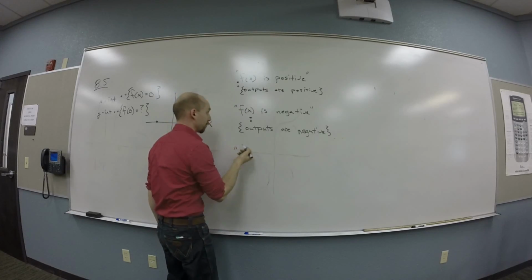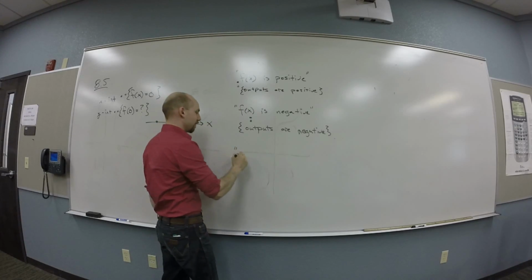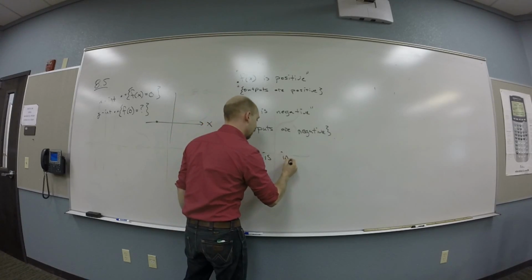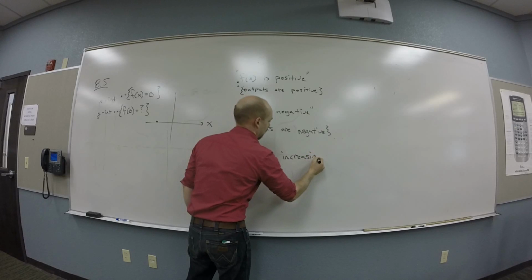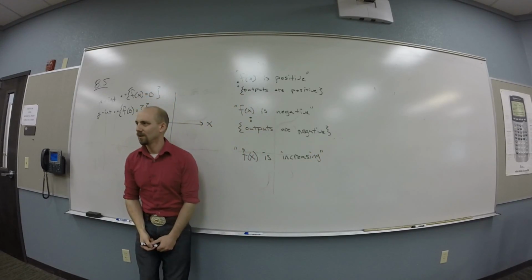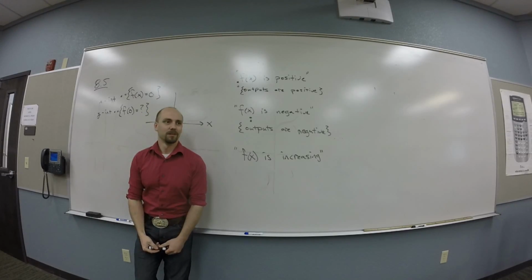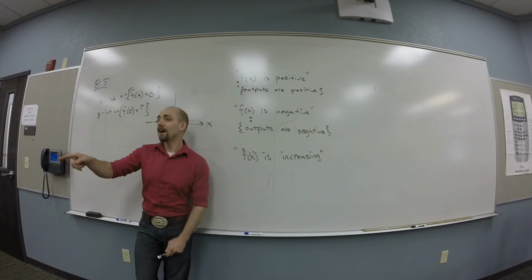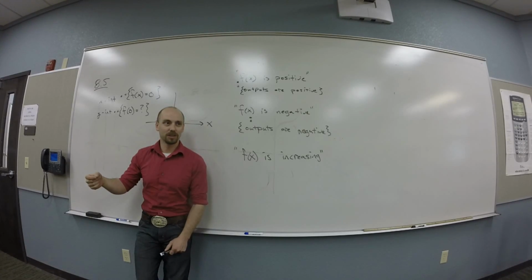Okay, 3 more phrases, sorry, and then we can be done with 8.5. F of x is increasing. What do I mean by f of x is increasing? It's getting bigger. What do I mean, getting? How the heck do you read that off a picture? Just the way it's going. Yeah, if I increase the inputs, the outputs should also increase. Do you guys see that?